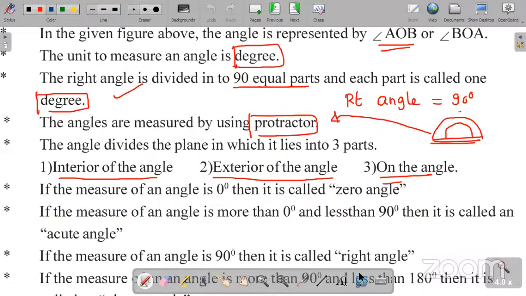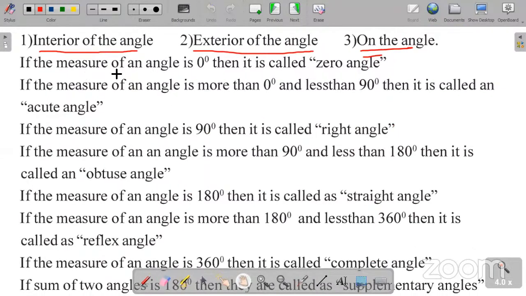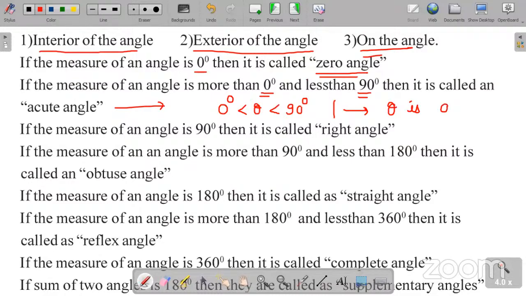Right. So let us move to the next concept. If the measure of an angle is 0 degrees, then it is called a zero angle. If the measure of an angle is more than 0 and less than 90, it is called an acute angle. We can write it like this: 0 degrees less than theta, theta less than 90 degrees. Then theta is called an acute angle. An acute angle lies between 0 and 90.